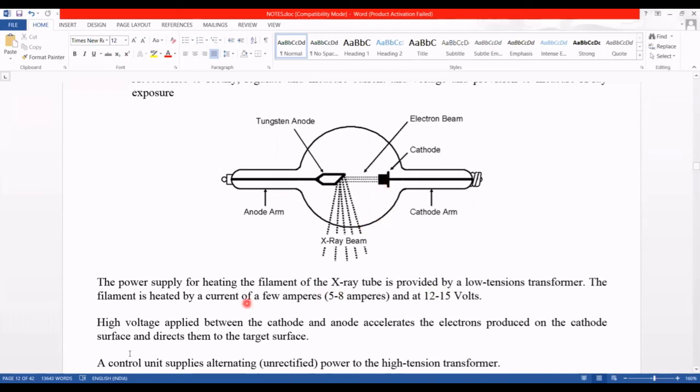That is the first thing. Second, there is a need to make the electrons which are emitted at the cathode travel towards the anode.